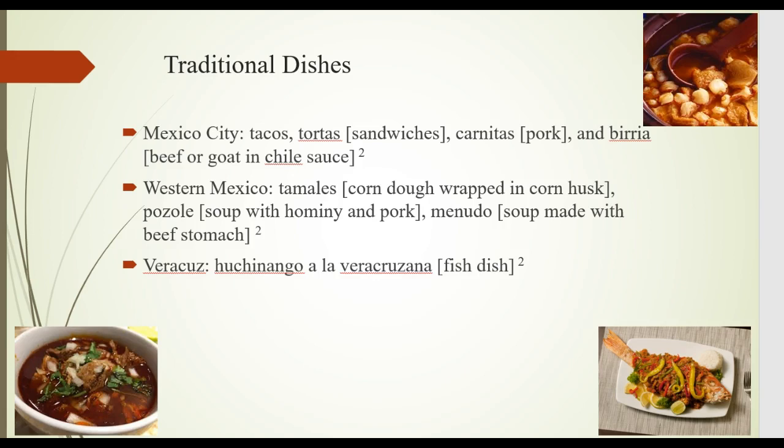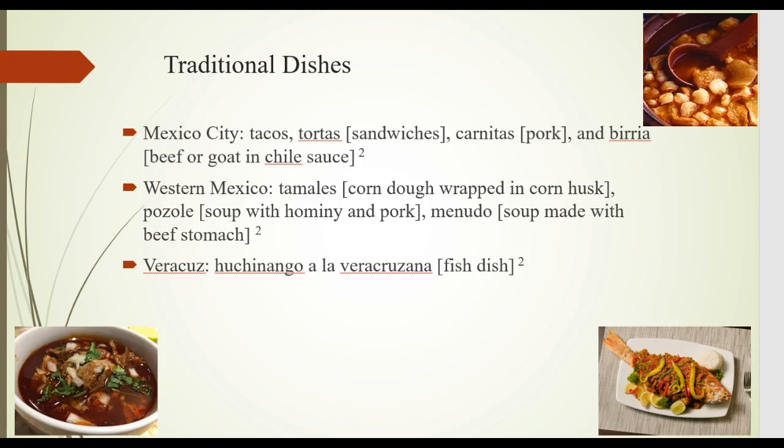Still continuing with the western region of Mexico, pozole, which is a soup with hominy and pork, is traditional to this area. Menudo, which is another soup that is traditional to this area, is made out of beef stomach. In the top right-hand corner of the slide, you'll see a picture of what menudo looks like.